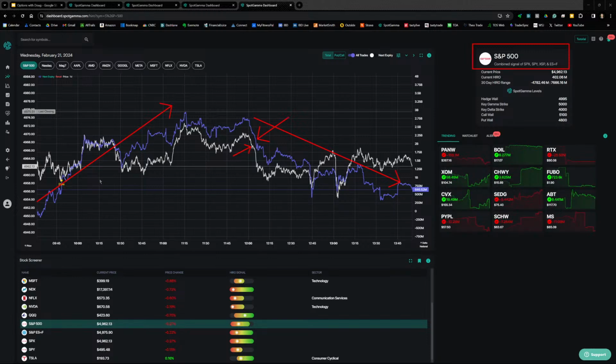So in the first case, when traders take positive delta positions, market makers take the opposite side. They have to buy ES futures to hedge their delta exposure. And in the second case, with a falling HIRO signal, traders taking negative delta positions, market makers take the opposite side and they have to sell ES futures to hedge their delta exposure.